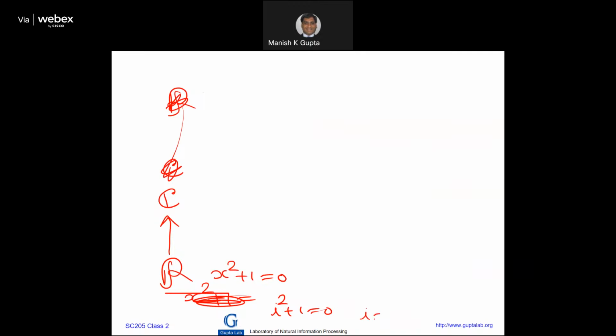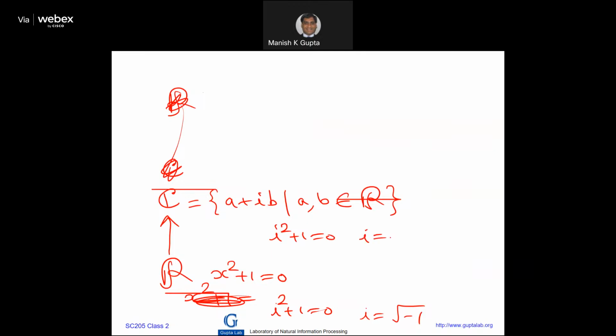I, we can write it like the square root of minus 1, right? So here C is nothing but A plus IB such that A and B are reals. And I is a root of this equation. That means I square plus 1 is equal to 0, or I is equal to square root of minus 1. This is known as complex number. So understood this technique? This is known as first principle. On the reals, we saw which equation has no root, and we extend the domain.